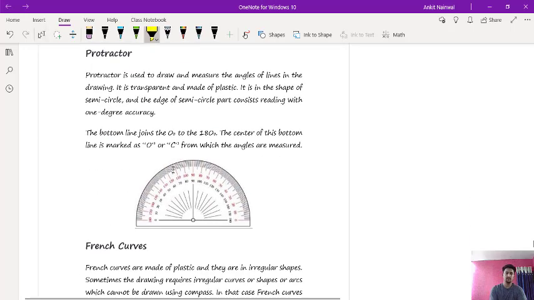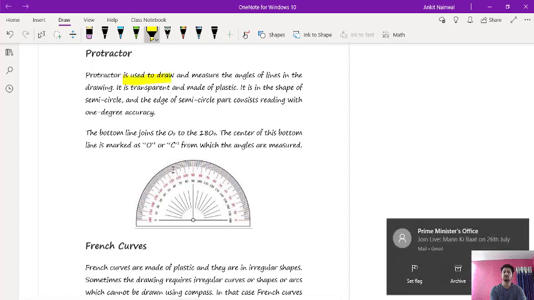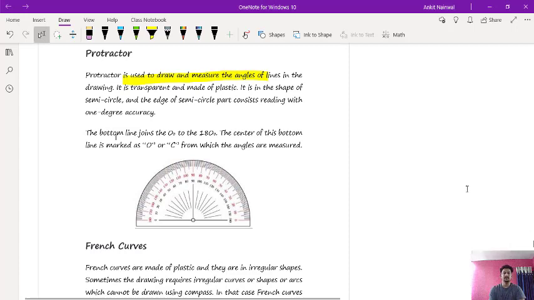Protractor, you already know what a protractor is. A protractor is used to draw and measure an angle between lines in the drawing. It is transparent and made of plastic. It is in the shape of a semicircle. Okay, now French curves.